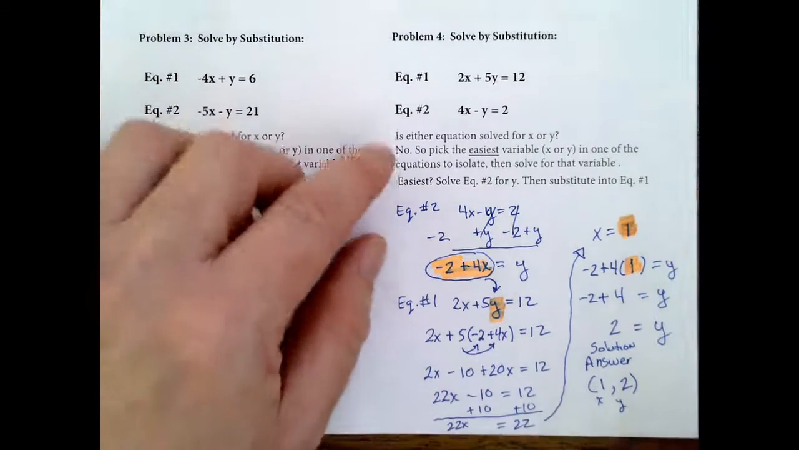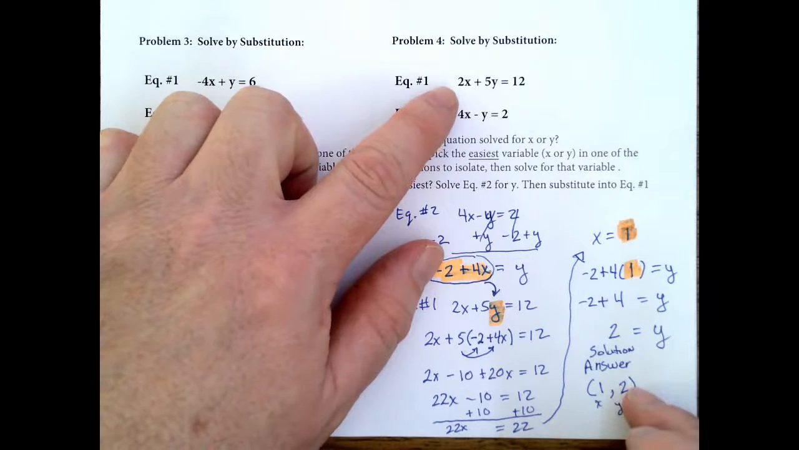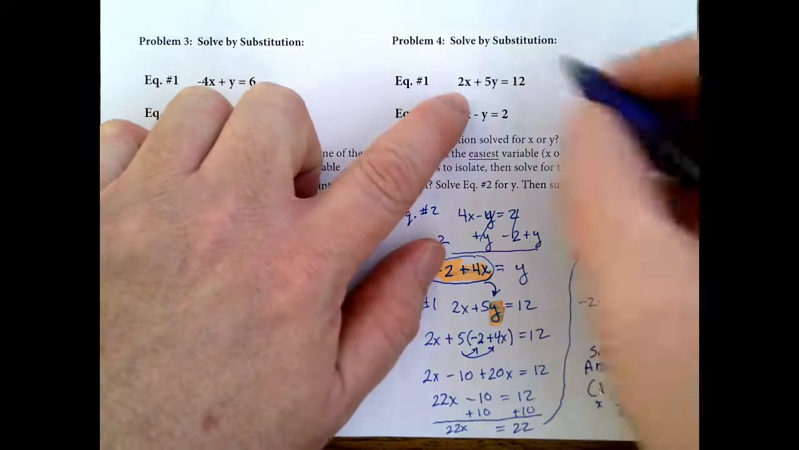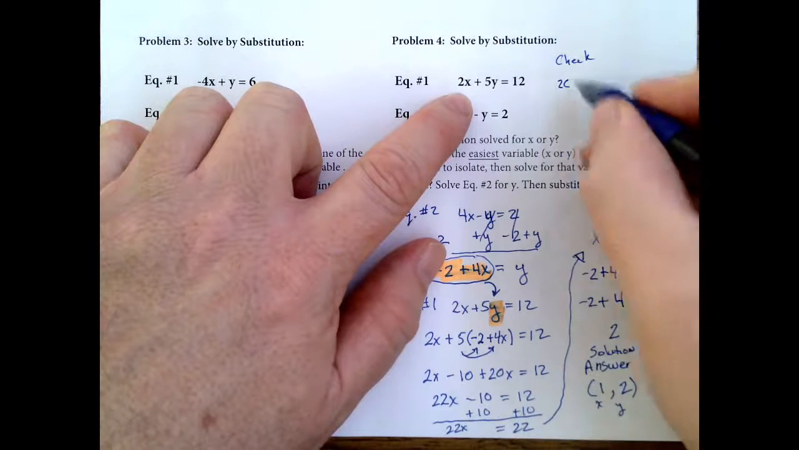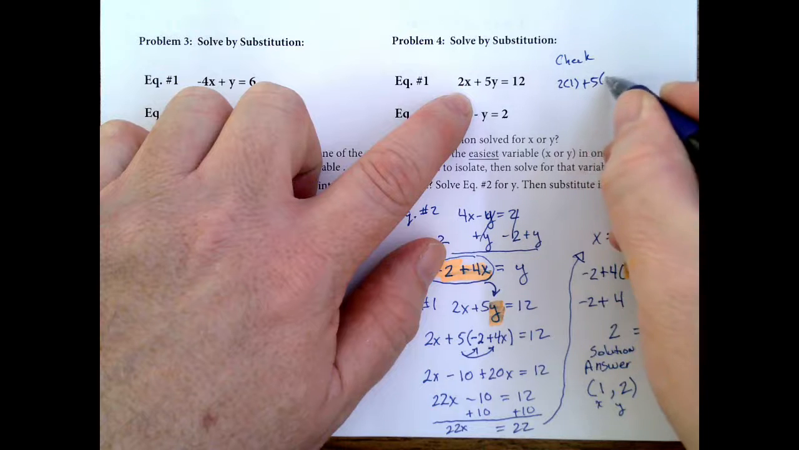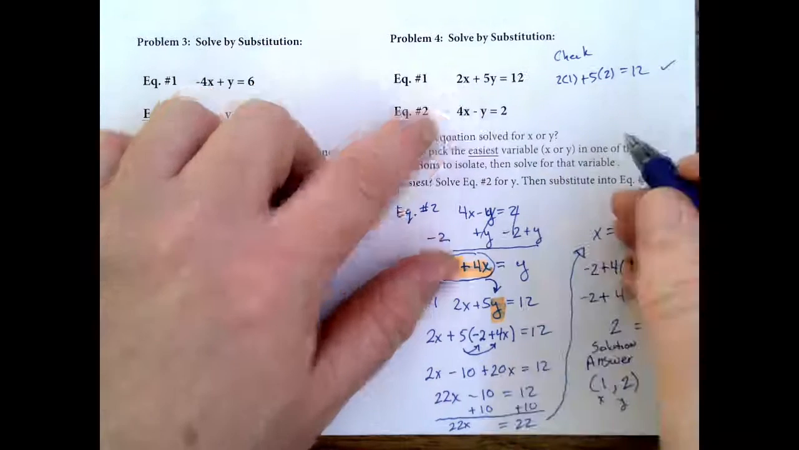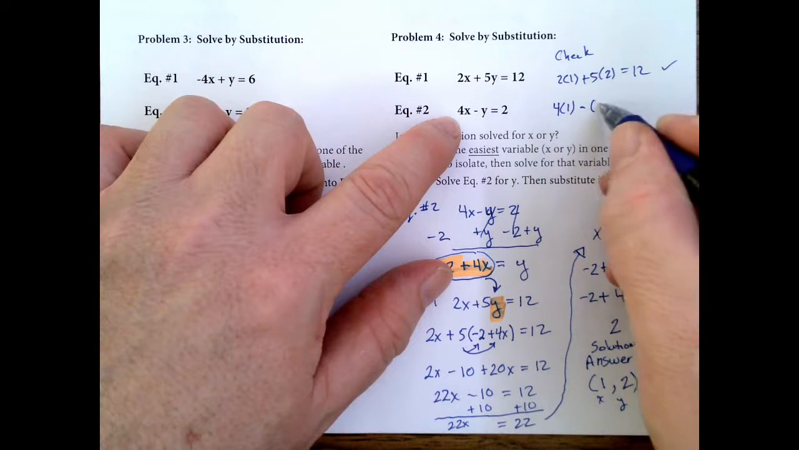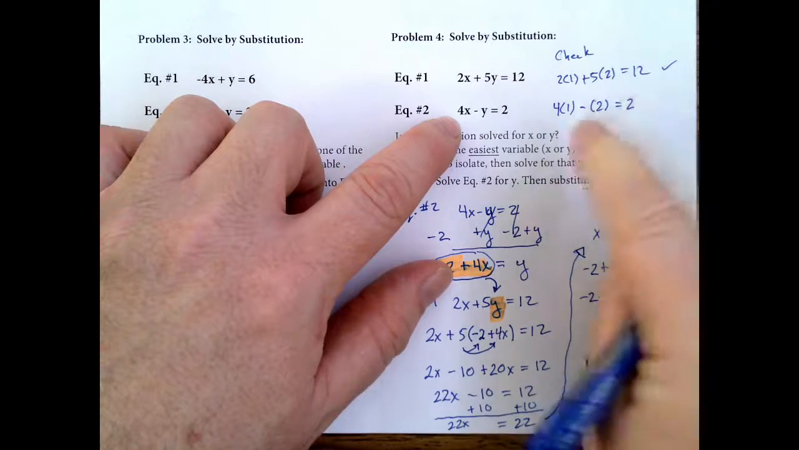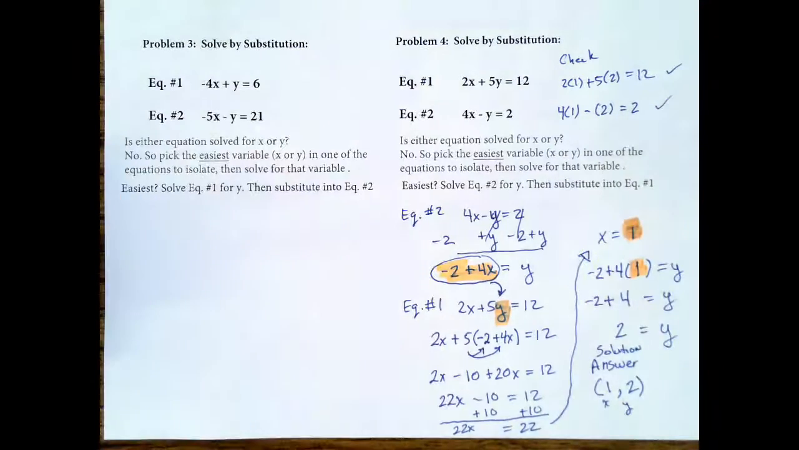I need to go back and I can check my answer. How do you do that? I'm just going to put 1s and 2s in for x's and y's. So I'm just going to go check, and I'm going to go 2 times 1 plus 5 times 2. Does that equal 12? 2 plus 10? Yes. How about here? 4 times 1 minus 2 equal 2. 4 minus 2 equal 2. Check, check.